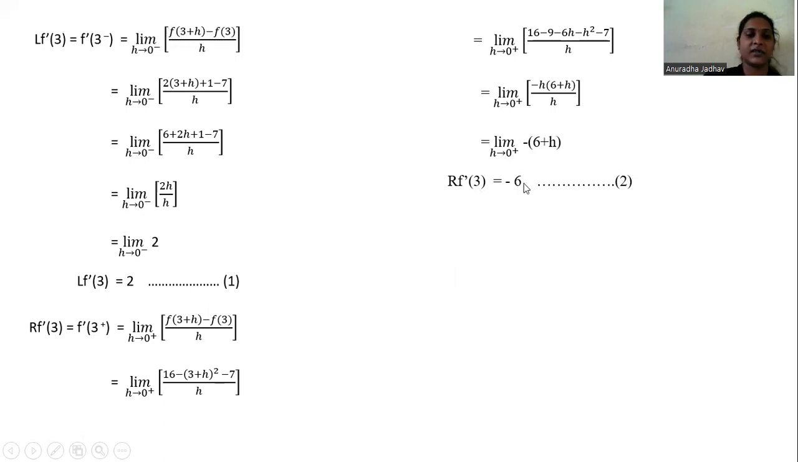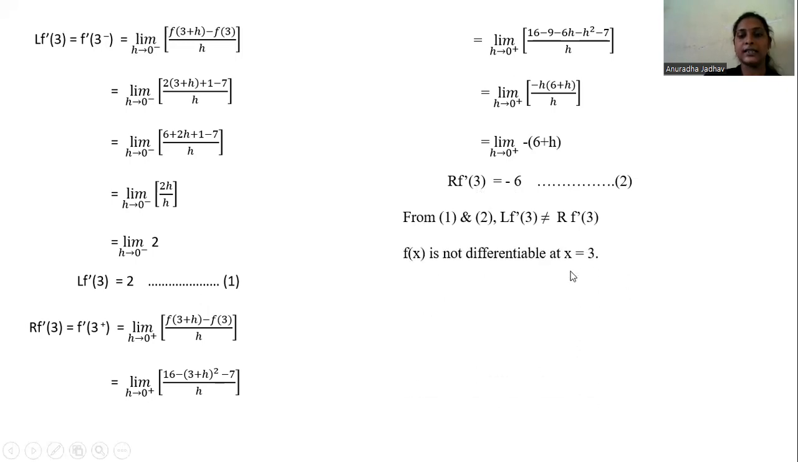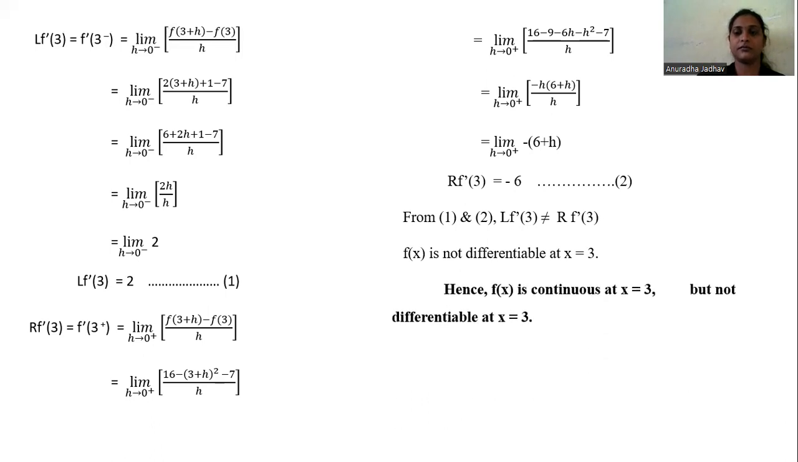From equation 1, the left hand side derivative is 2 and the right hand side derivative is minus 6. Both the values are not equal. Therefore, it is clear that the function f of x is not differentiable at x is equal to 3. Hence, the function f of x is continuous at x is equal to 3, but not differentiable at x is equal to 3.